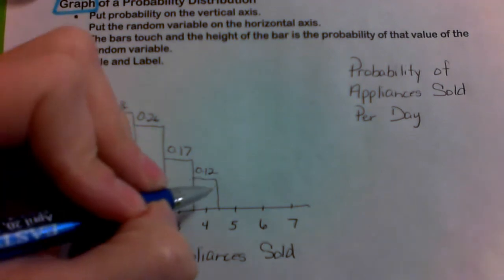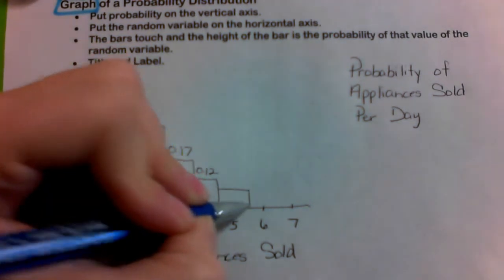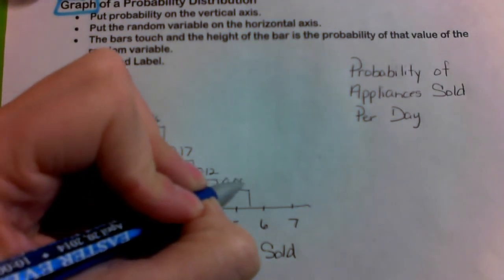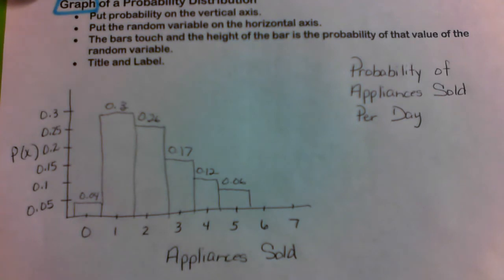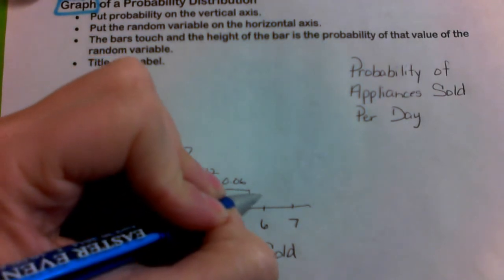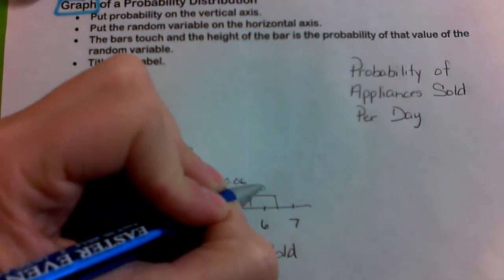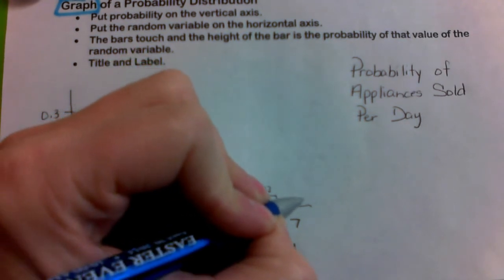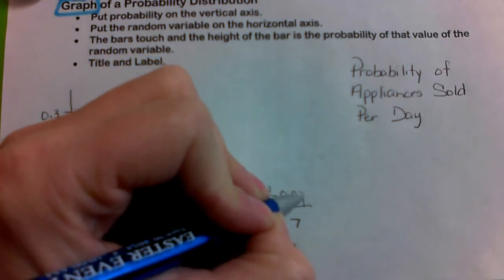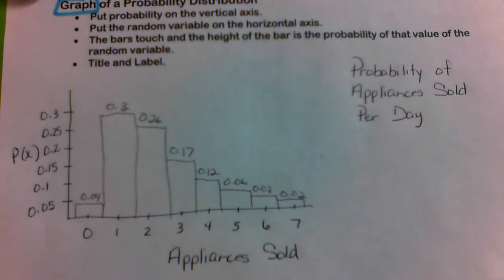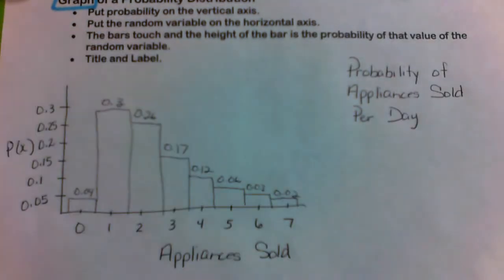0.06, 0.03, and 0.02. And that's what my graph would look like. Now again, be sure you put the numbers above the bar, you label, and you title.